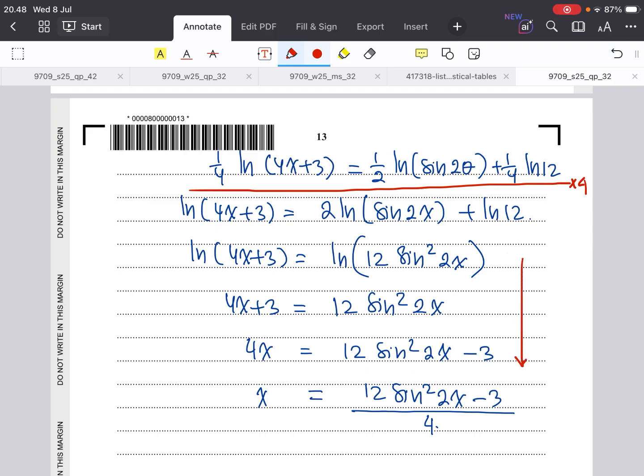And then we rearrange it using algebra until we can write x in terms of theta. Sorry, I made some mistake here. It should be theta.